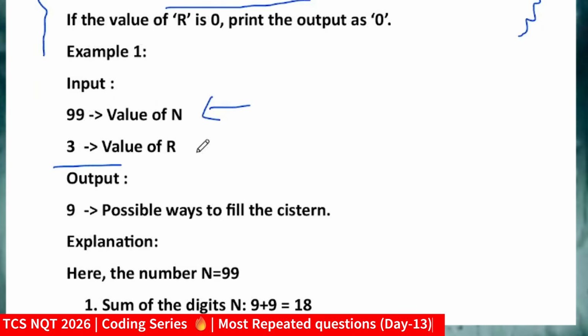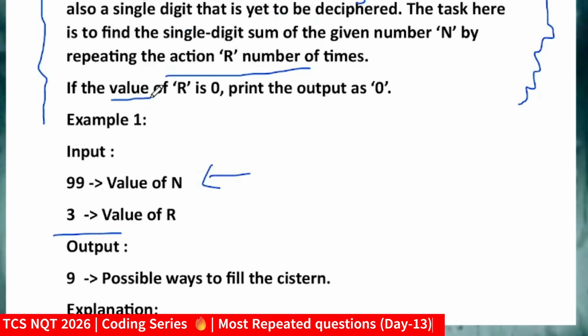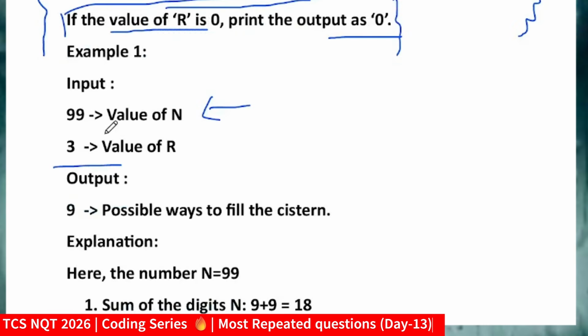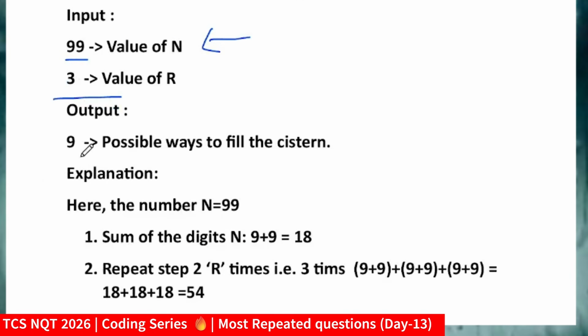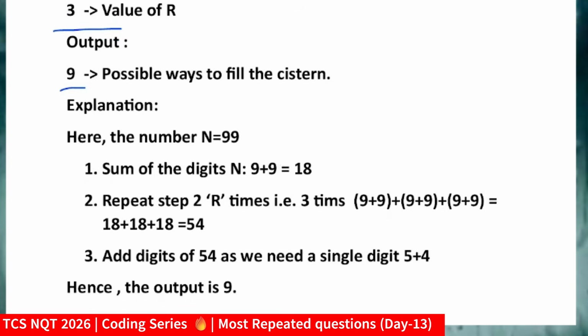Yeah, and they have also said that if the value of r is 0, then print the output 0. So this will be your edge case, you can say. You have to handle the edge case too. So input is 99 and value of r is 3. So 3 times you will repeat the same thing. What are they doing? Output is 9. How is it coming? Look at the explanation.